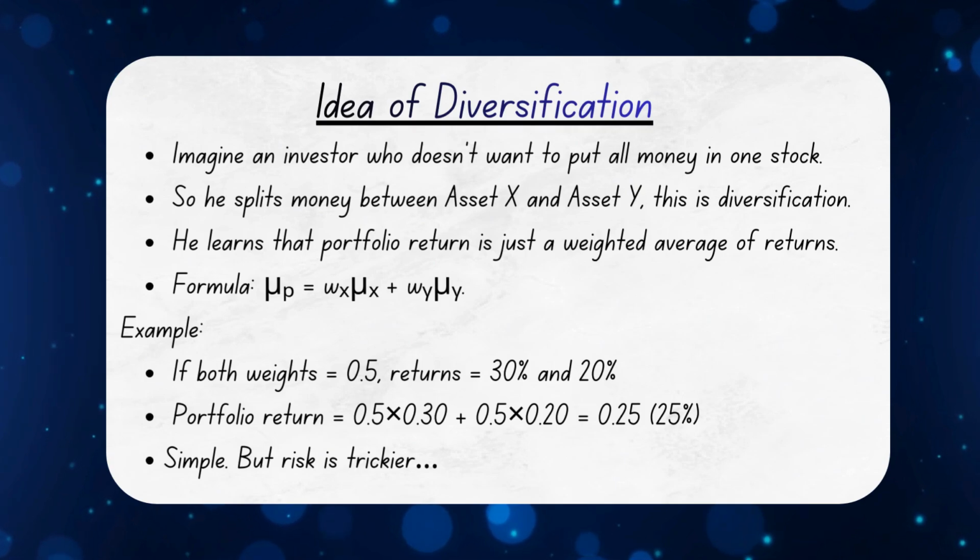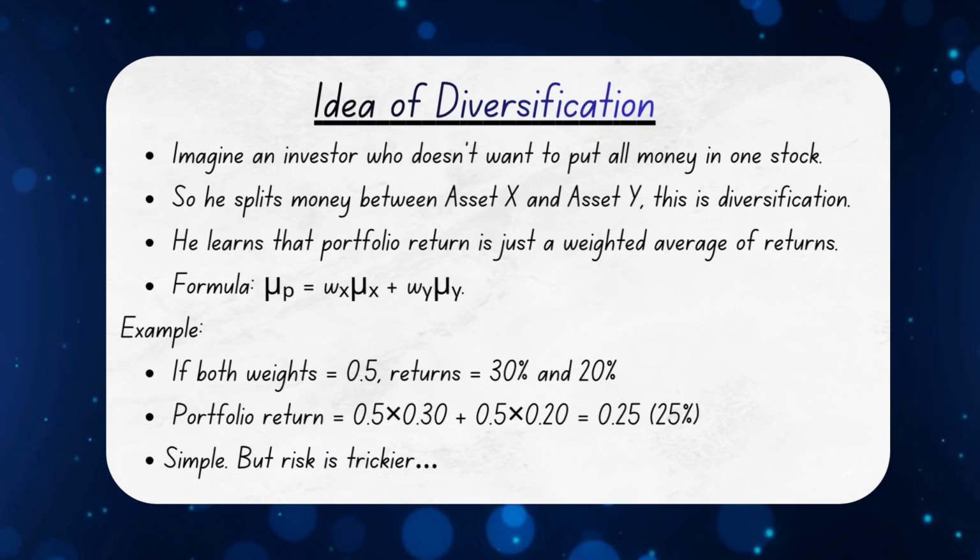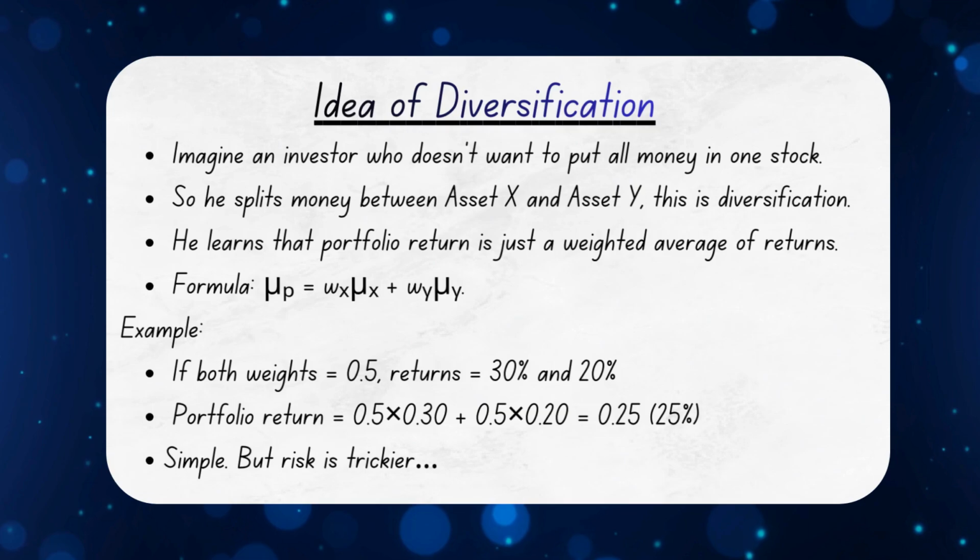The return part is easy, since the portfolio return is just a weighted average. If you invest 50% in each and one earns 20%, while the other earns 30%, your total return simply becomes 25%. But returns are only half the story, because what truly matters is risk.